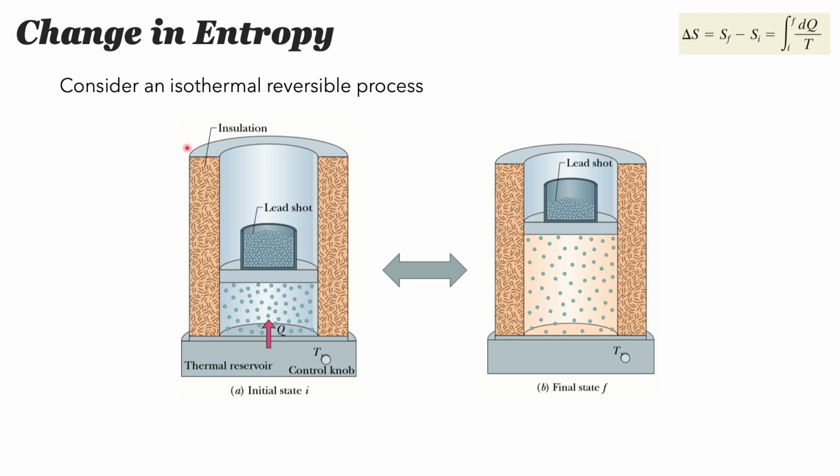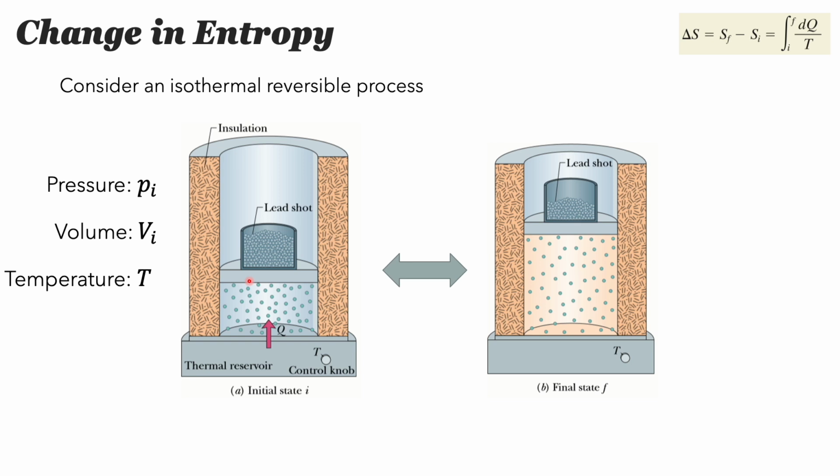Now let us consider this state as the initial state, at which the pressure is P_i, the volume of this gas or system is V_i, and the temperature is T. This system, the cylinder, again has insulating walls. It does not let any heat flow through the walls or the piston. The only way it transfers heat to or from the system is through the base, with the help of a thermal reservoir.